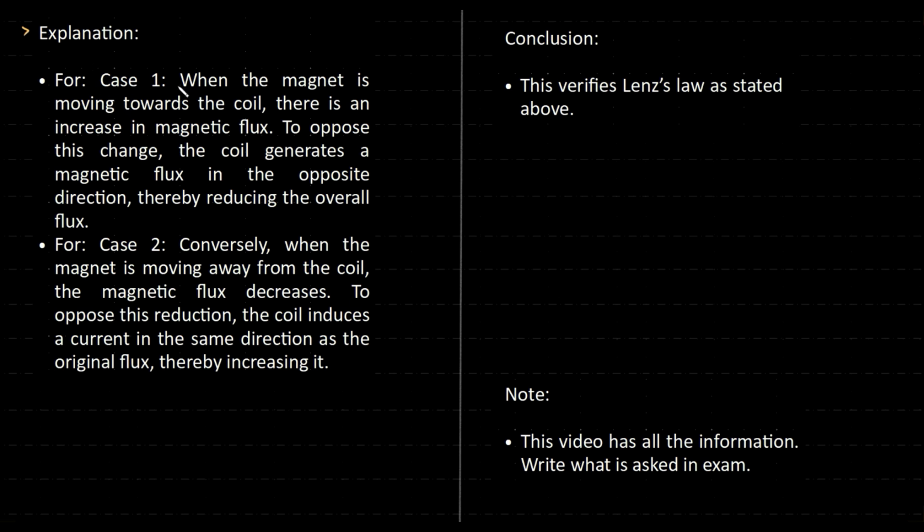So now explanation, case 1. When the magnet is moved towards the coil, there is an increase in magnetic flux. Here the word increase. To oppose this change, the coil generates a magnetic flux in the opposite direction, thereby reducing the overall flux. Conversely, that's the opposite way.